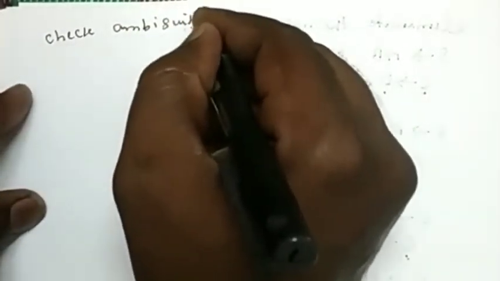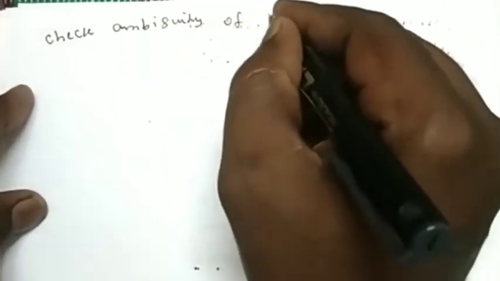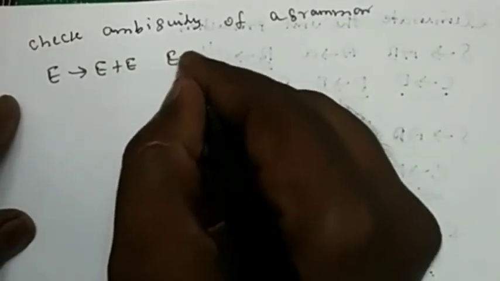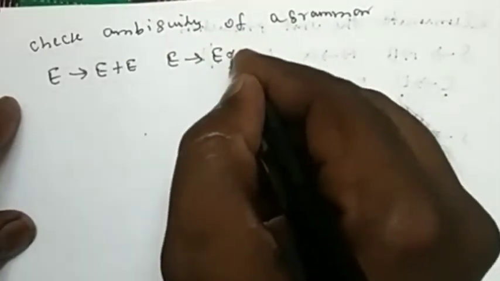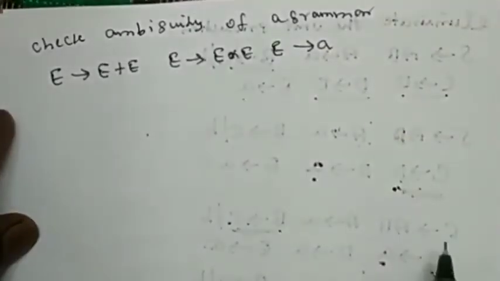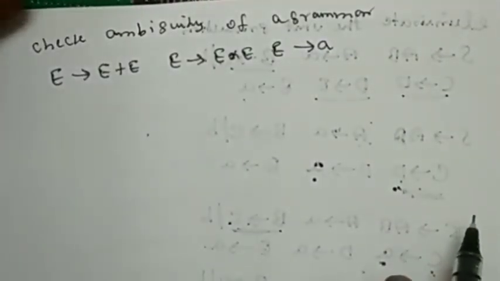We will check the ambiguity of a grammar. E tends to E plus E, and E tends to E star E, and finally E tends to A. So we will check whether this grammar results in ambiguity.